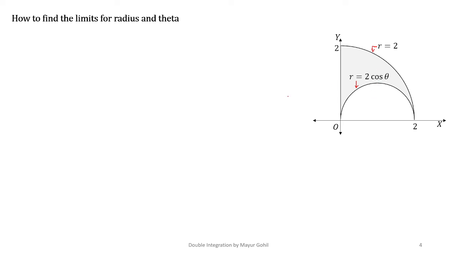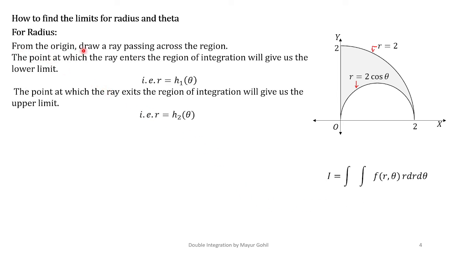Now we have to find the limits for the following double integral. The function we are keeping general, that is f of r comma theta into r dr d theta. In order to write the limits of the radius, what do we need to do? For the radius, from the origin draw a ray passing across the region. So like this you draw a ray.